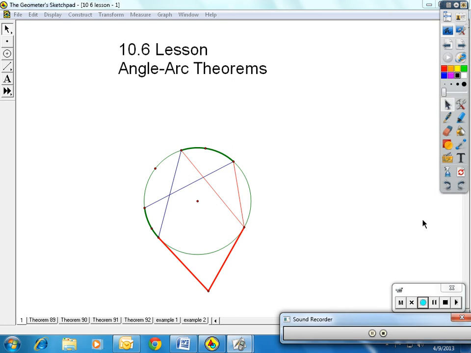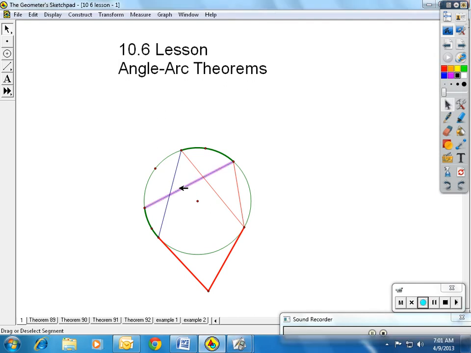In lesson 10.6, we're going to look at some more angle arc theorems. There will be 4 theorems. It will be required that you get these in your pink booklets. The theorems will be pretty straightforward in their application as well, and being able to deduce them. I think it's pretty clear. But here's a picture again, just to bring to your remembrance angle arc.